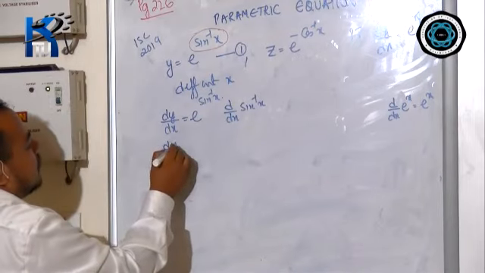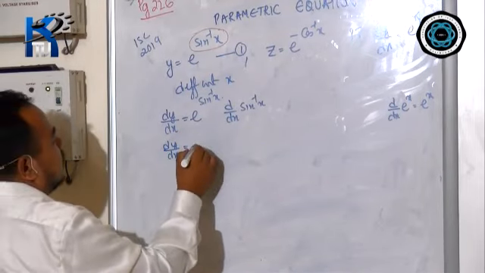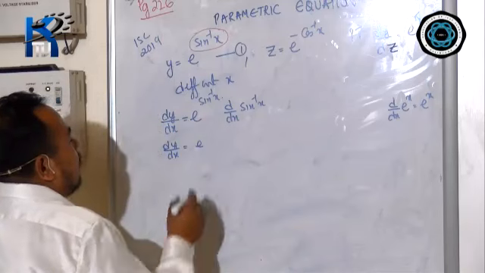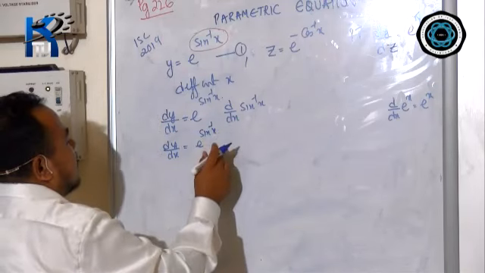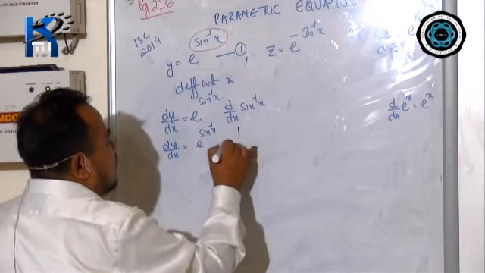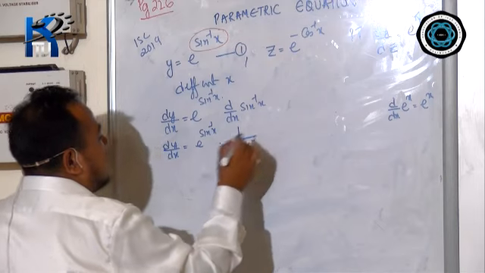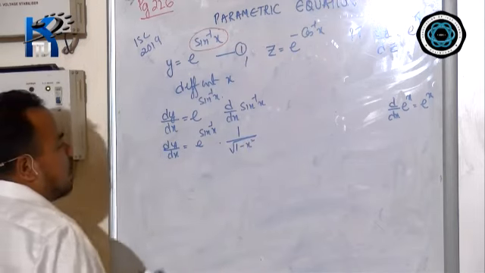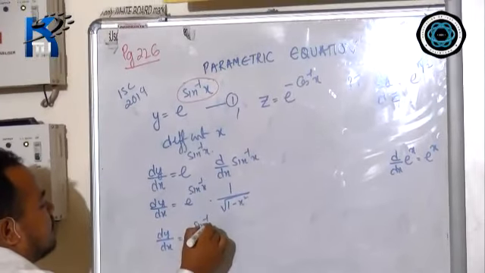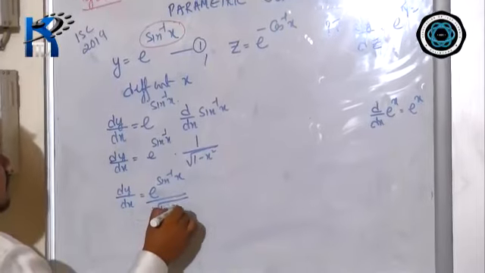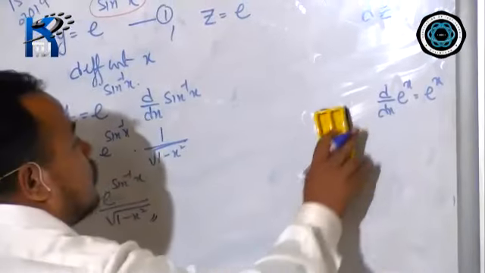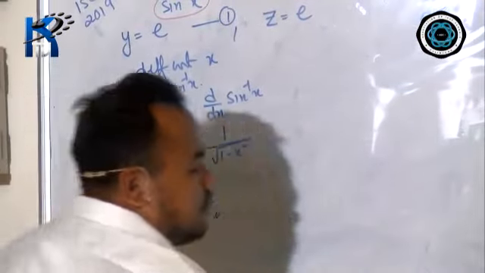So dy by dx equal to e to the power sine inverse x. And what's the differentiation of sine inverse x? If you all don't know, the differentiation of sine inverse x is 1 divided by under root 1 minus x square. So dy by dx equal to e to the power sine inverse x divided by root 1 minus x square. So this is just the differentiated value. As I've already told you, ISC questions are not going to be that difficult. It's just that you need to understand the concept properly.